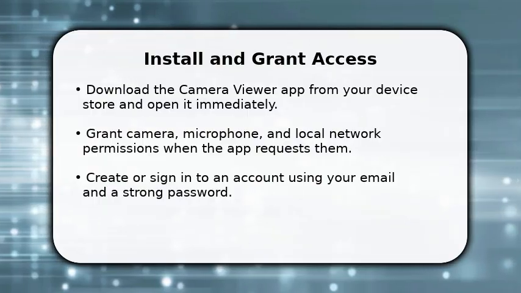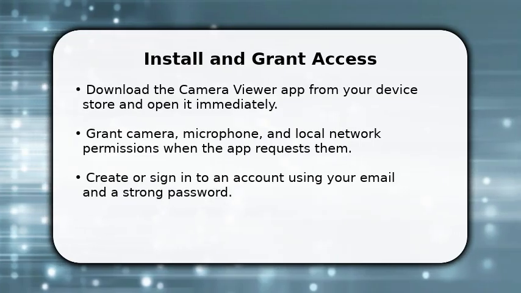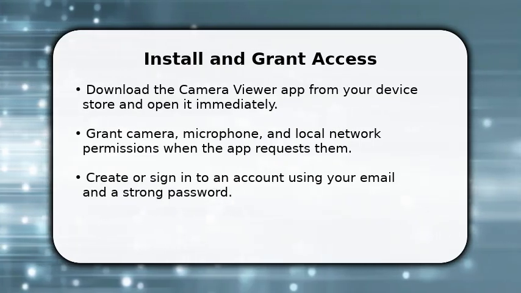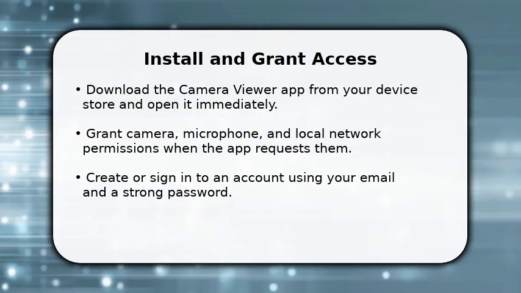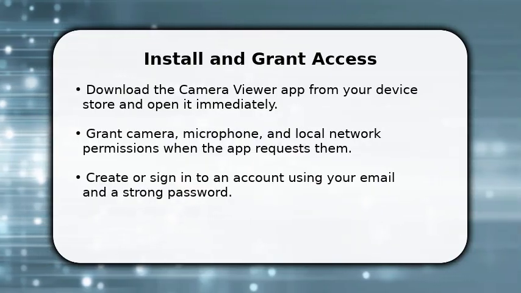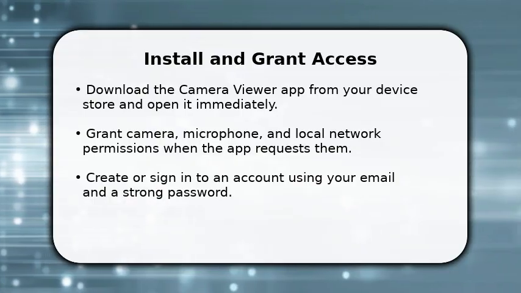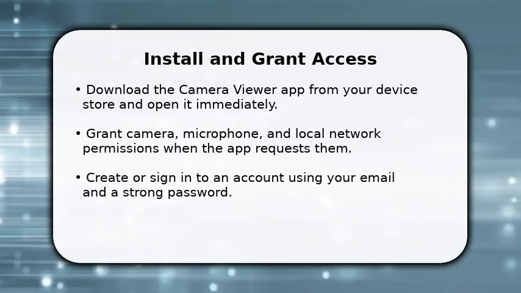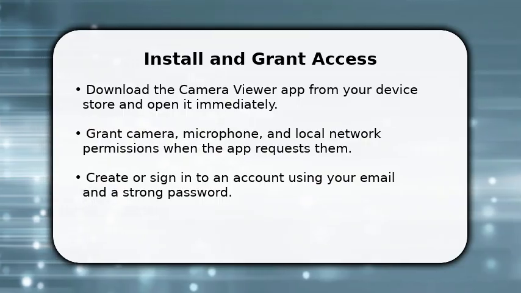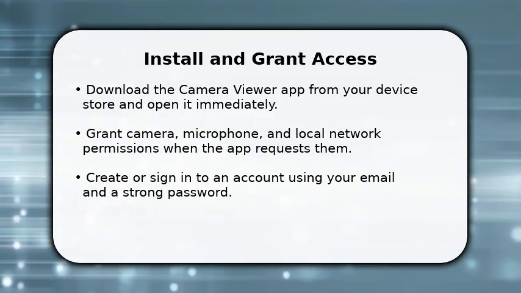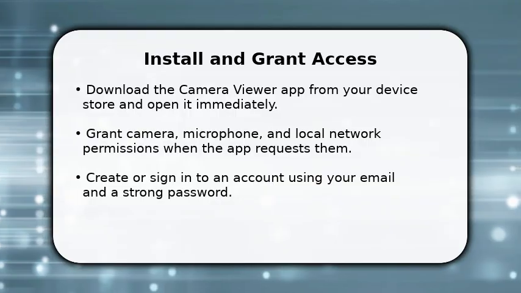Download the Camera Viewer app from your device store and open it immediately. Allow the app to request camera, microphone, and local network permissions when prompted. Sign in or create a new account using your email and a strong password for security. Choose to enable optional cloud backup now or later based on your storage preference.